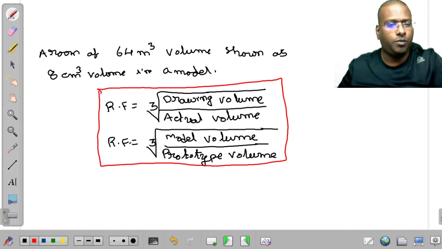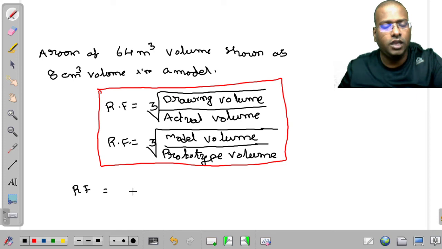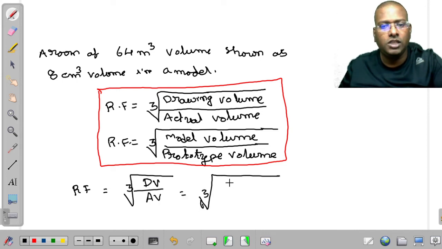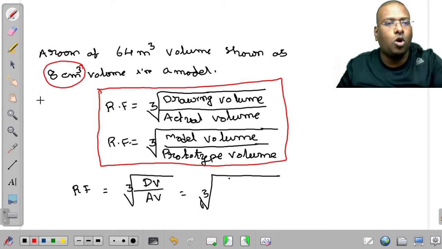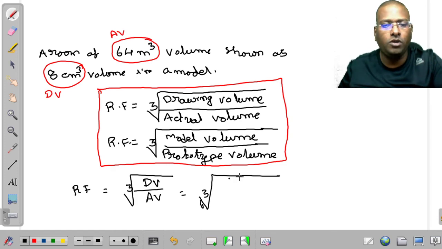So for this particular problem, how can we get it? RF is equal to cube root of drawing volume by actual volume. That is equal to cube root of drawing volume. So here if you observe, 8 centimeter cube is a model, that is nothing but the drawing value. 64 meter cube is the actual volume. So now we can write drawing volume is 8 centimeter cube divided by 64 meter cube.